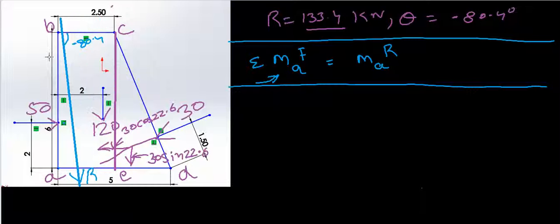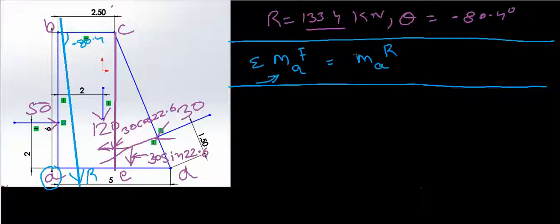For that, we have to use this equation, which says that the summation of, if I take some point, let's say my point is A. So about this point A, if I take the summation of the moment of all the forces in the system, that is this 50, this 120, this 30, then that should be equal to the moment of my resultant about the same point A, which makes sense because resultant means it's the result of all these forces.